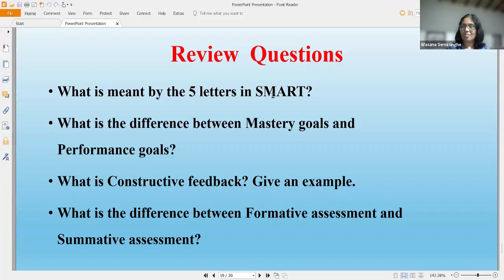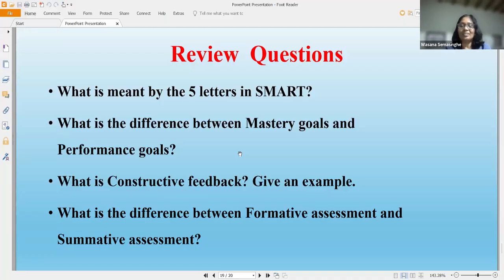M, measurable. A, what is meant by A? Achievable. R, relevant. T, timely, time bound. Okay? So you'll know the difference between mastery goals and performance goals. Can you say the difference between mastery goals and performance goals? Think and give the answers.